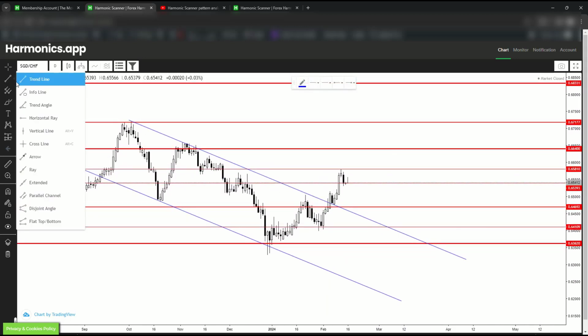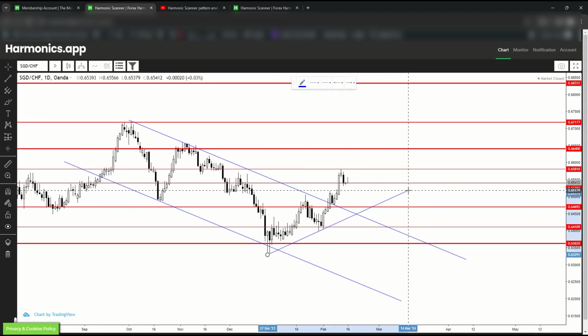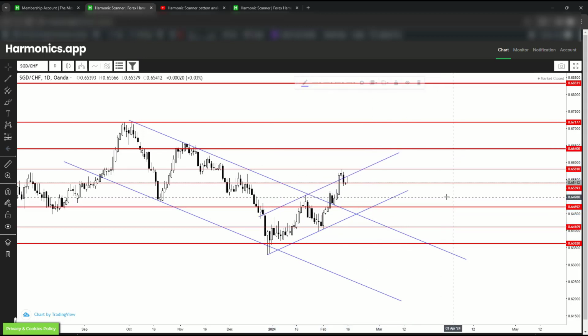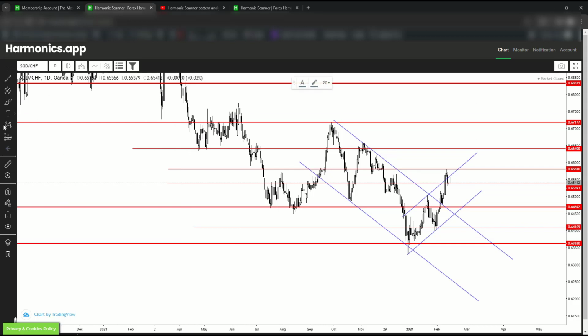Okay, let's make another one. Okay, and put this one here also. And now let's make the supply and demand zones around these areas, to see where the price could move around this area here. Okay, and this one is here. Let's put another one. Okay, like this one, to see where the price is bouncing.